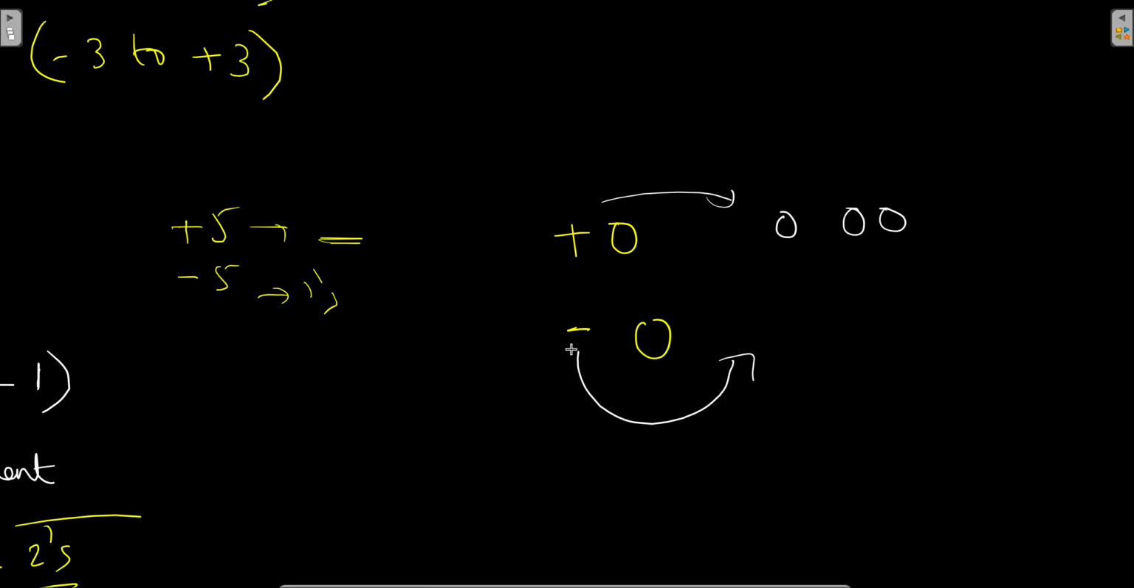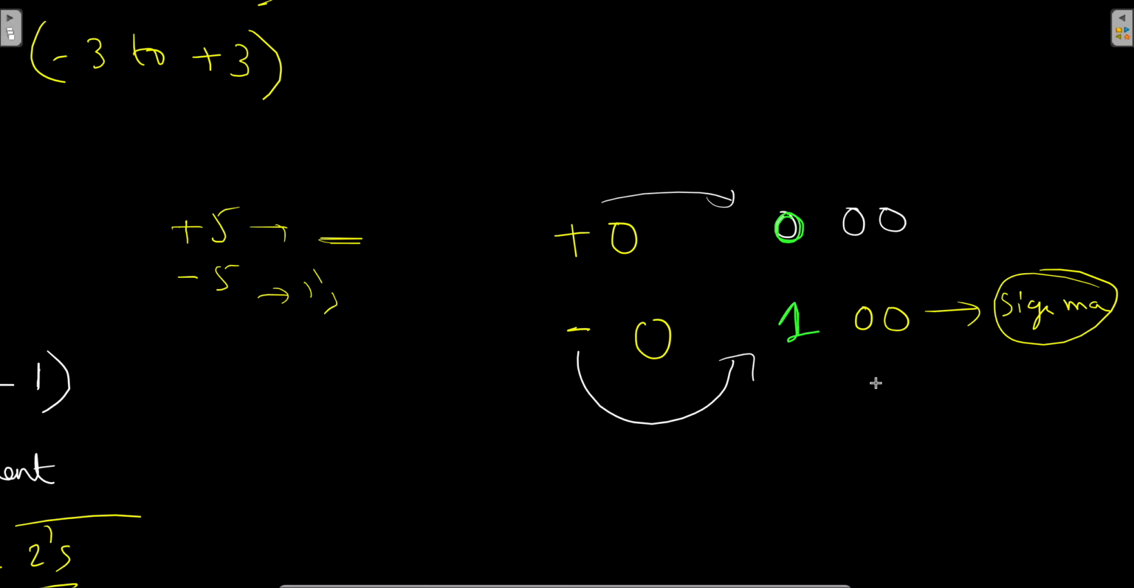Here we are getting negative. Negative means that indicates negative, that indicates 1. And the values, what are the 0, I am taking common 2. This will represent sign magnitude.